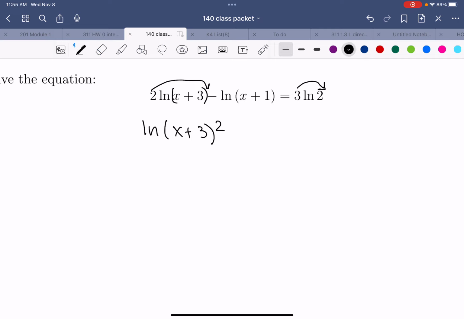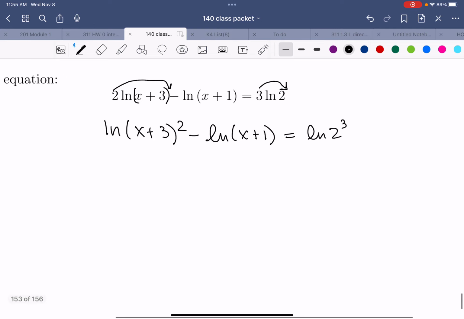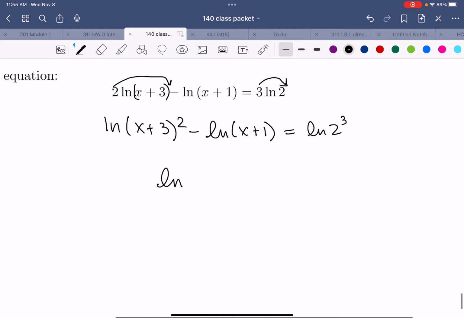And actually, I'm not going to move anything. I'm going to leave it as it is. And make this the natural log of 2 cubed, which would be 8. Okay. Now, on the right-hand side, these two things are subtracted. So if I want to put them back together as a big logarithm, the positive one goes in the numerator and the negative one goes in the denominator.